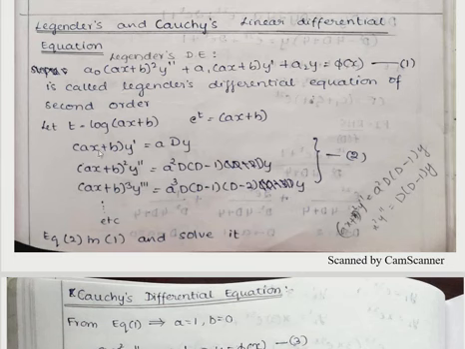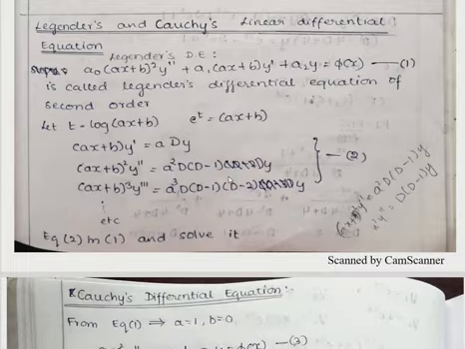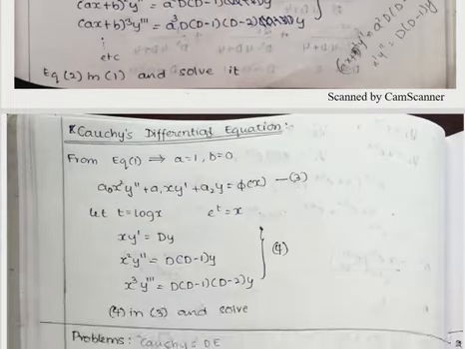Here you observe that for the first derivative we take only a, the coefficient of x, into the first derivative D y. For the second order we take a square, and two terms, D(D-1) y. For the third order we take a cube into three terms: the first term is D, the second is D-1, and the third is D-2, into y. Now substitute equation 2 in equation 1 and solve the given problems.